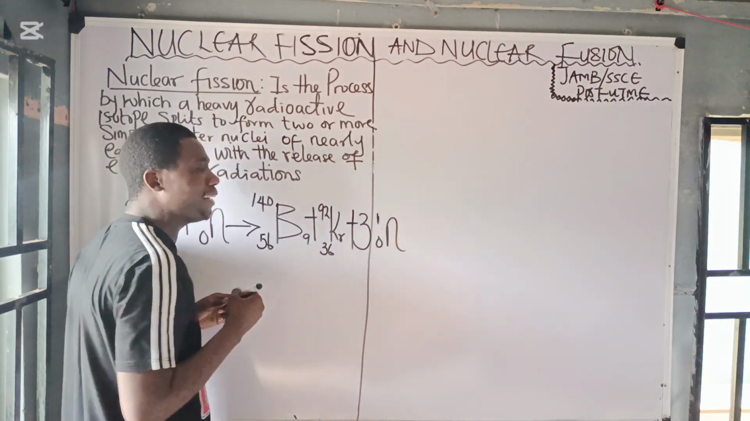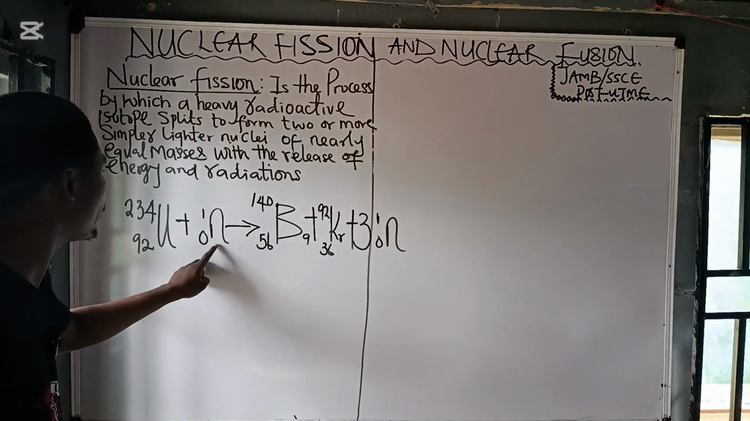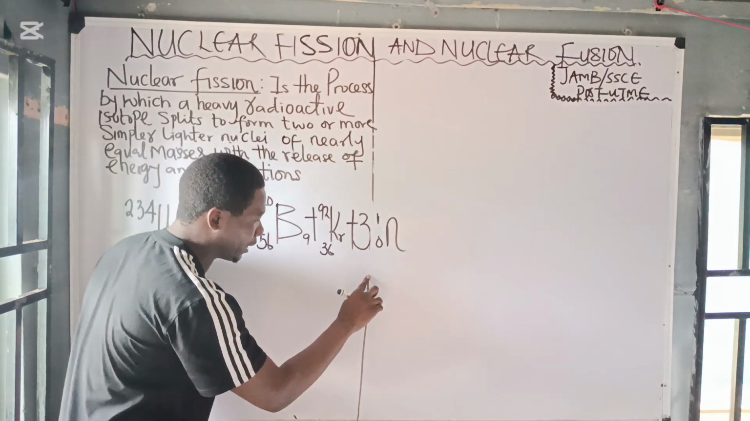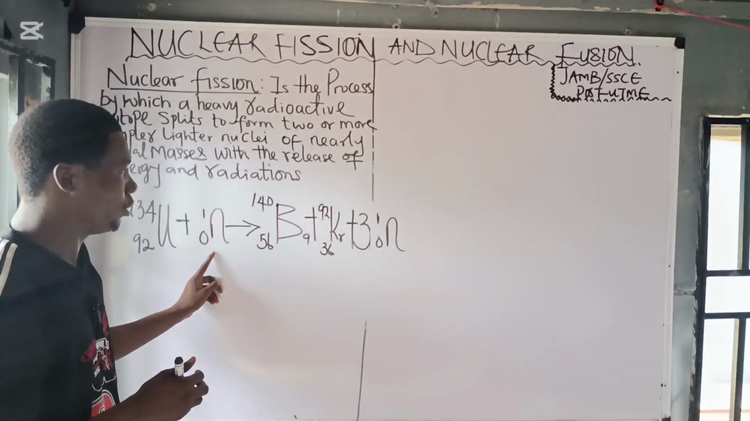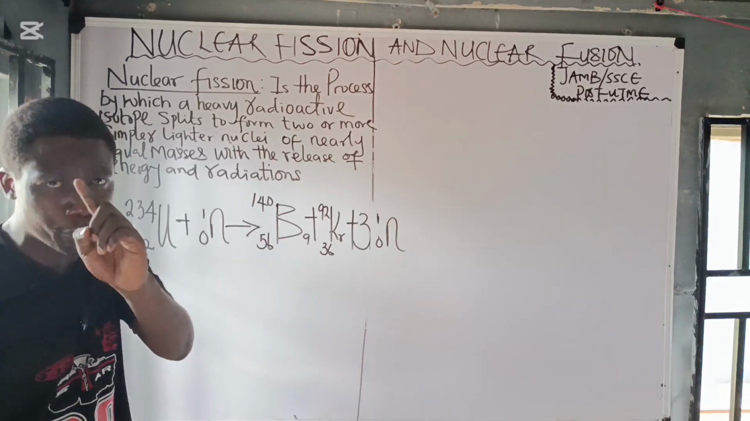So you must understand that in a nuclear fission reaction, it begins with 1 neutron but ends up giving us 3 neutrons. Take note of that. This is your neutron. Now we have 3. We started with 1, but we have 3. Let's see whether the equation is balanced before we proceed.